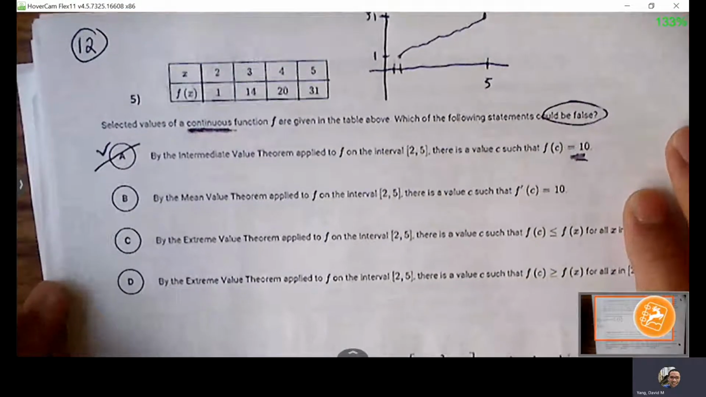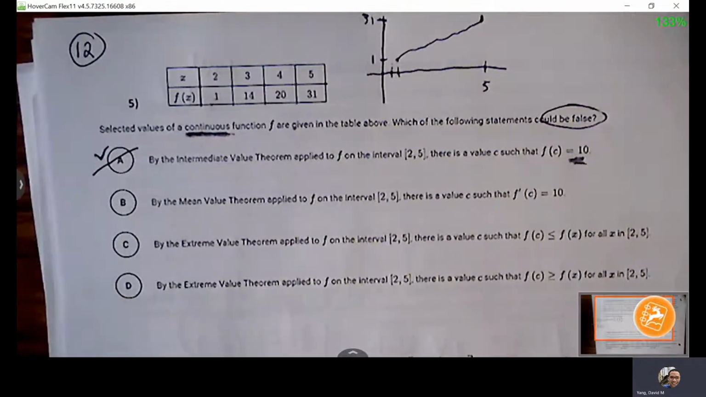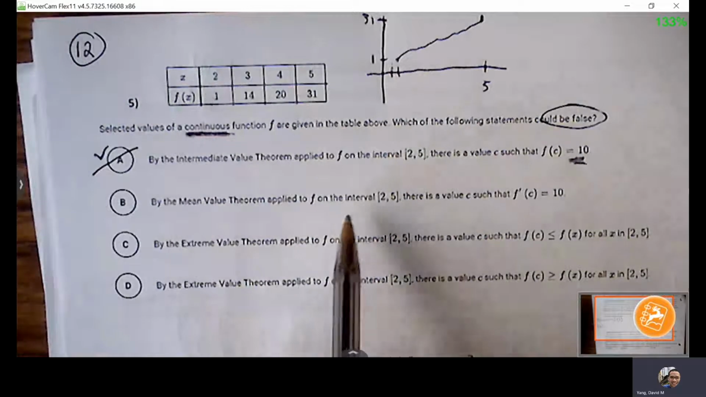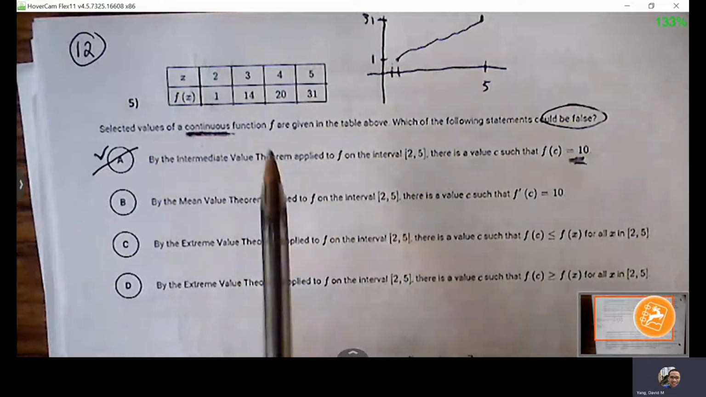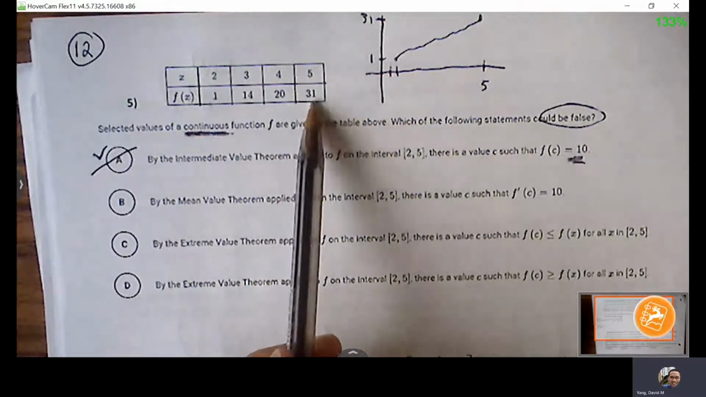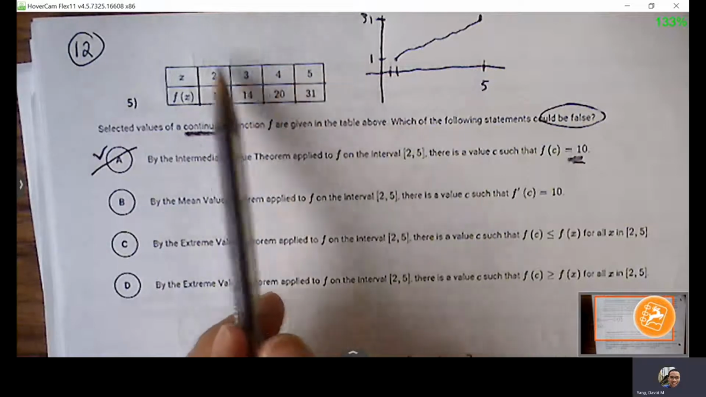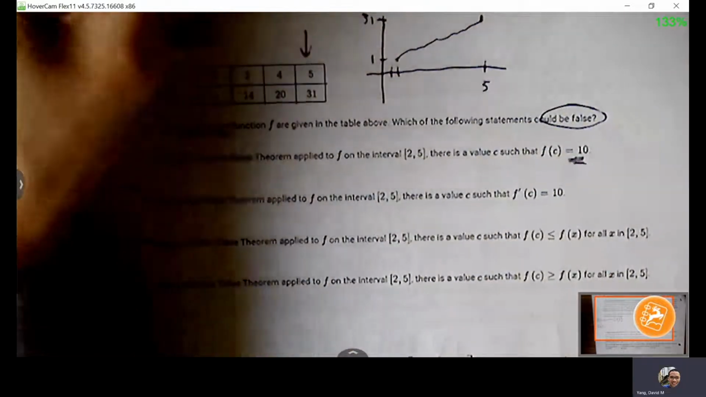So we'll move on. But mean value theorem, there's a value c such that f prime of c is equal to 10. Can we guarantee a slope of 10 between the endpoints? Well, let's test the slope here. Change in y over the change in x, right? We're just looking at the slope between the endpoints.